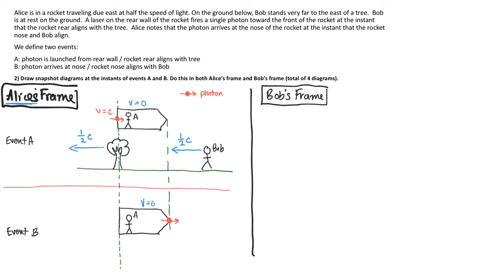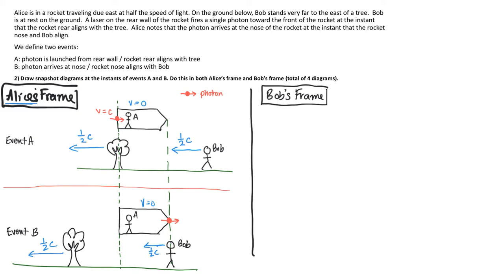But it's also special for another reason. It's the instant that Bob also reaches the nose of the rocket. So here we have Bob, who's still moving at half the speed of light. But now he's further to the left than he was in the first diagram. Draw the line of the ground. And the tree, of course, has also moved to the left. And the tree, just to be super explicit, continues moving at half the speed of light.